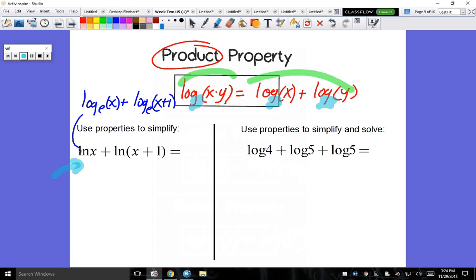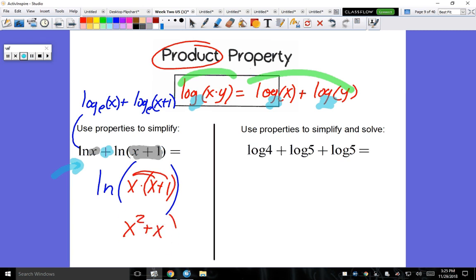Alright, so I'm going to bring the two together into one huge natural log function. And what am I going to do with these two, what are those called? Arguments. I'm going to multiply them, because this addition tells me that I want to multiply them. What is wrong with the way I wrote it? Parentheses. I need parentheses here because this is going to distribute. Nicely done, guys.